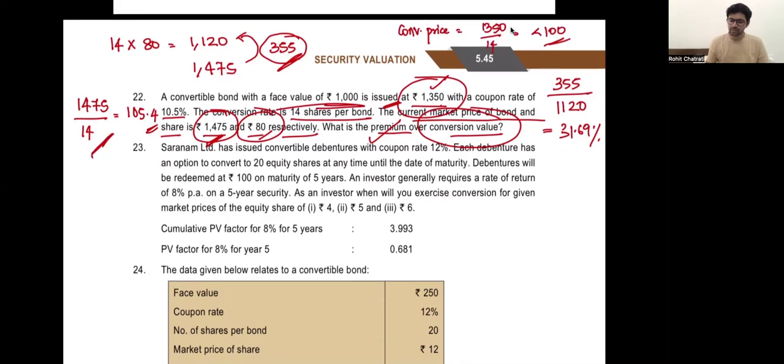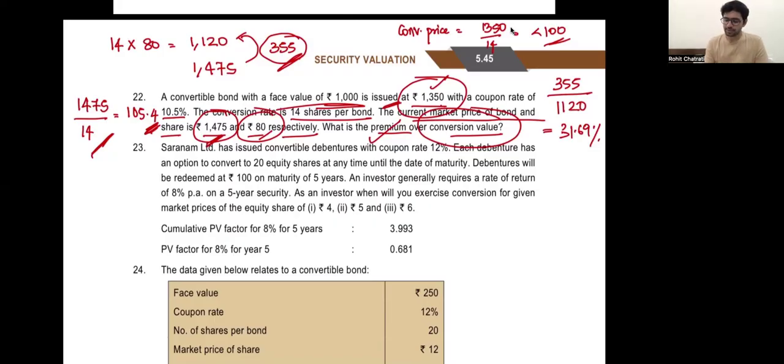Now, if you actually think of it, the current market price of the equity share is rupees 80. What I'm implicitly paying on a per share basis is actually 105.4. By buying one convertible bond, I'm actually buying one equity share at 105.4.